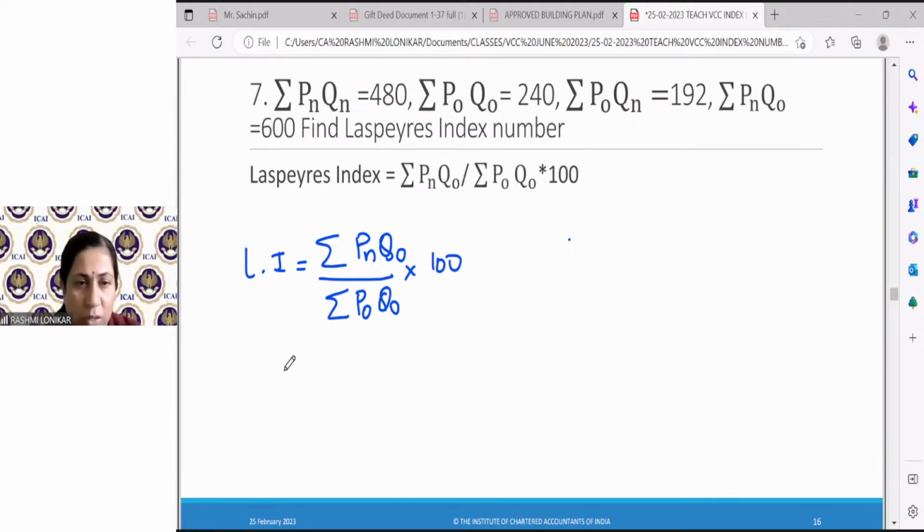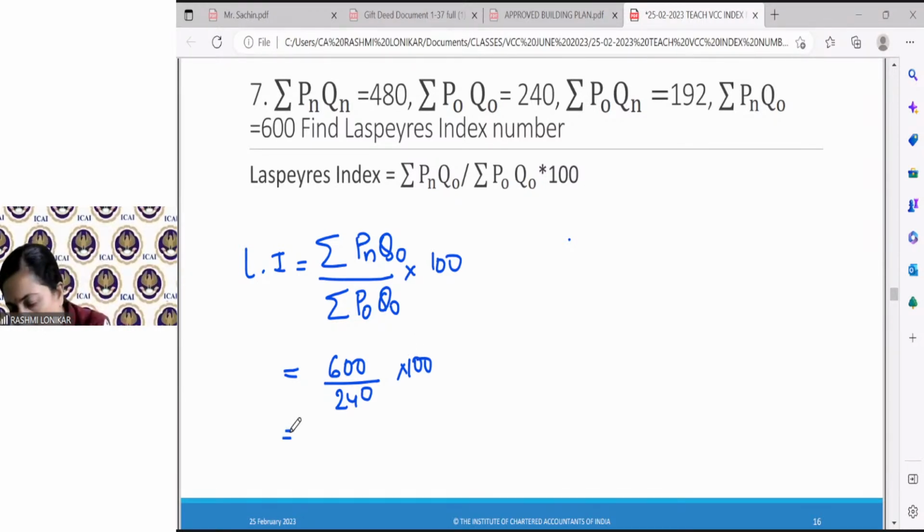Now PnQ0 is how much? PnQ0 is 600. P0Q0 is 240 into 100. So 600 divided by 240. Okay, 250. Yes, everybody with me?